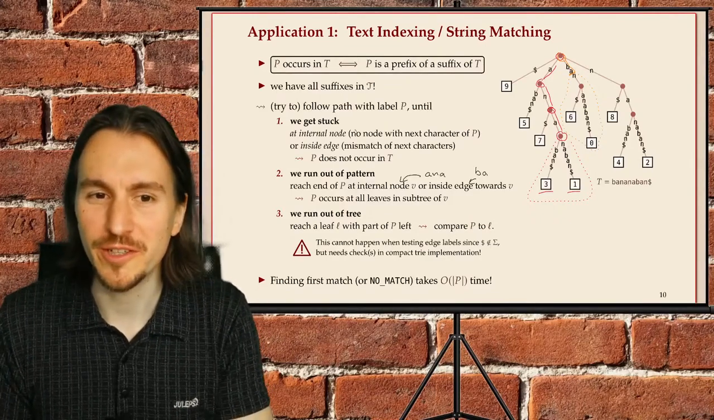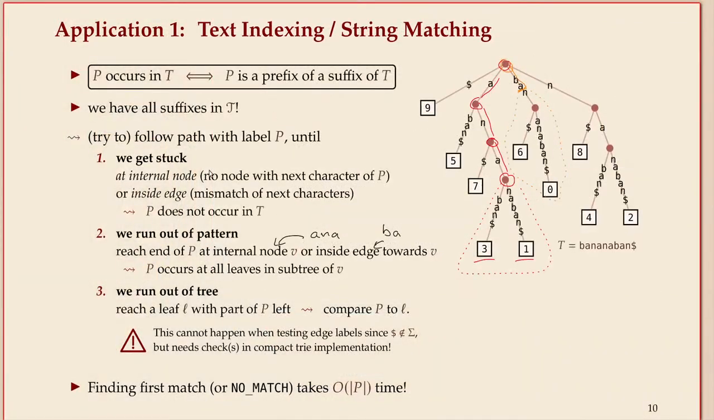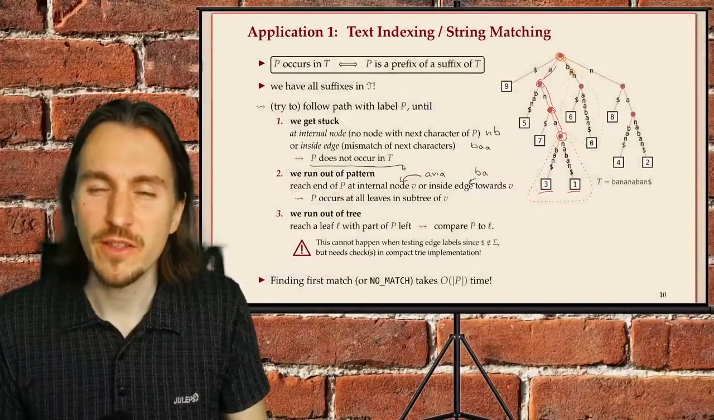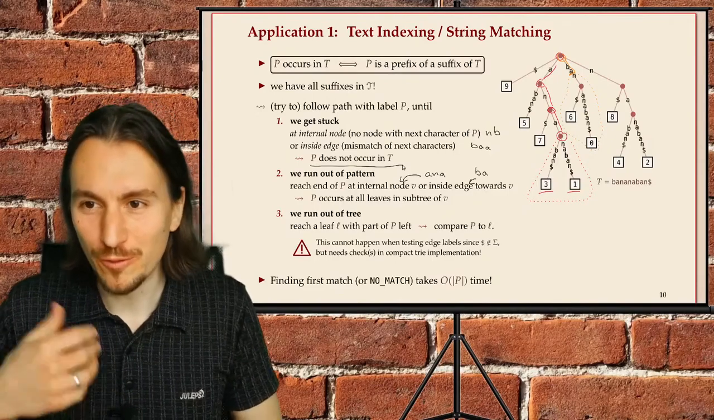One is that we cannot continue. We are stuck in some sense. What that means is we're at an internal node and there's no edge with the next character that we would like to read, or we're inside an edge and then the next character doesn't match. Two examples for the two cases: if we look for NB, we read N and then we cannot continue with the B. Then we fall out of the tree in a sense. Or we are inside an edge. That can happen if we look for BAA. We start reading like for BAN, but then the next character is not an N. So we're again falling out of the tree, and that means P does not occur in the text. If you get stuck in whatever way, you fall out of the tree, then the pattern does not occur.